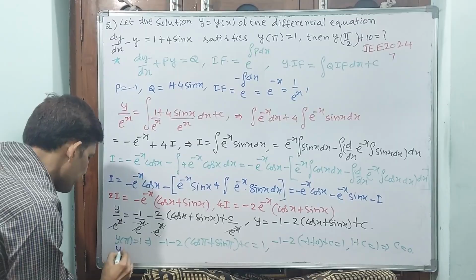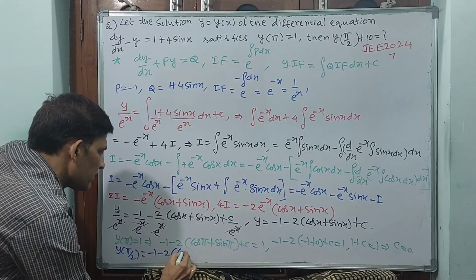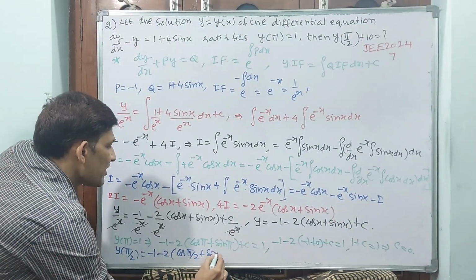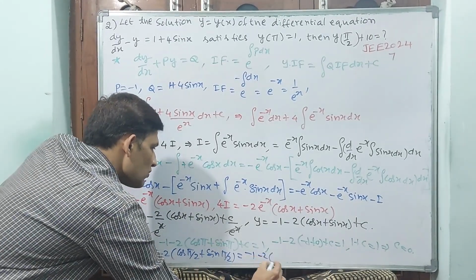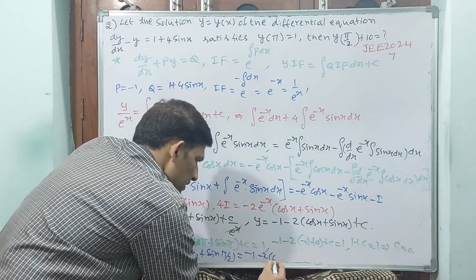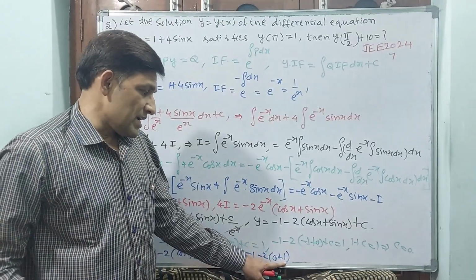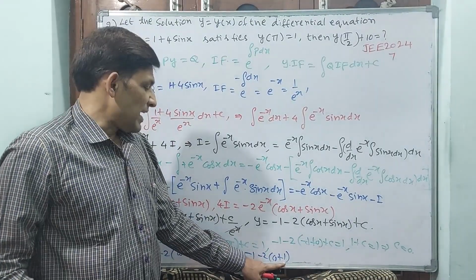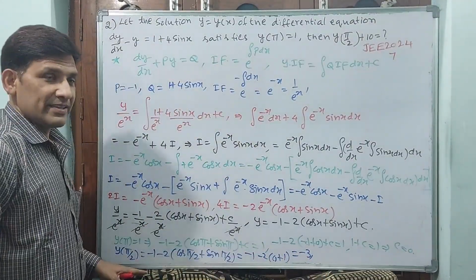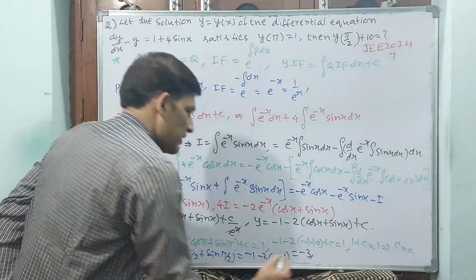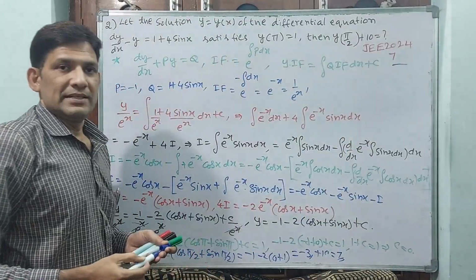Y of pi by 2 is equal to minus 1 minus 2 times of cos pi by 2 plus sin pi by 2. See, minus 1 no change, minus 2 times of, cos pi by 2 is 0, we know very well, plus sin pi by 2 value is 1. That means minus 2 into 1 is minus 2, minus 2 minus 1 is minus 3. Minus 3, but you don't require this, you require plus 10, so how to make it? Plus 10 is equal to 10 minus 3, 7. 7 will be your answer. Okay, let us go for the next question.